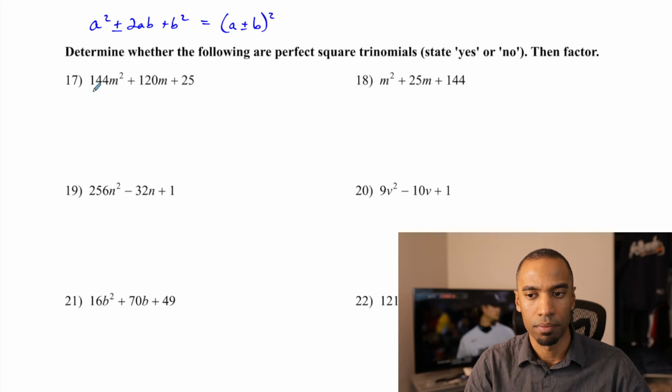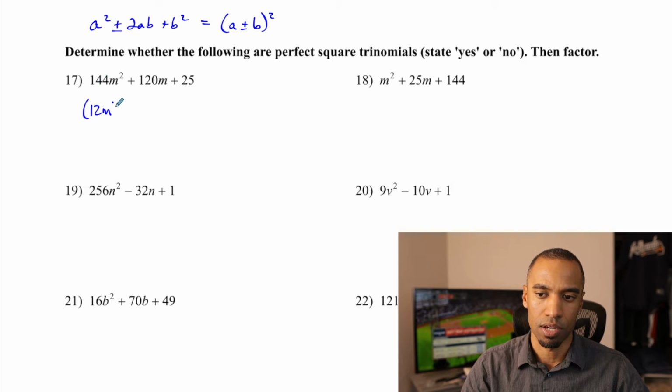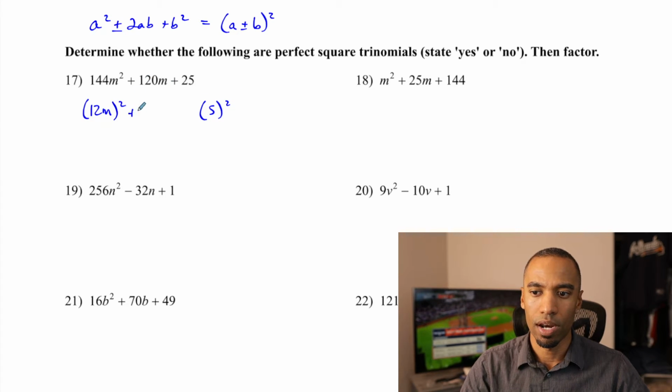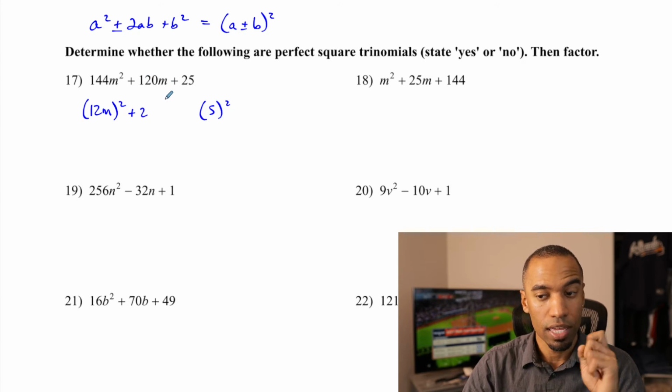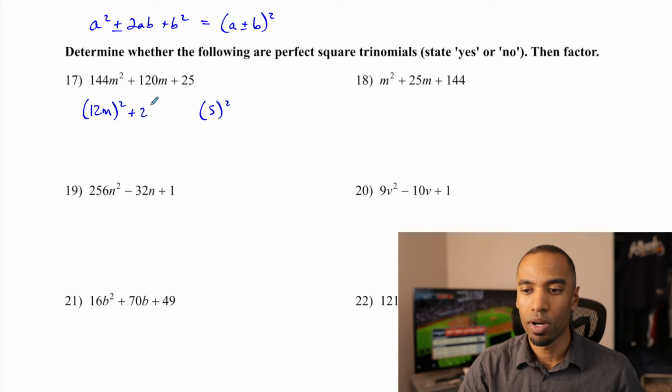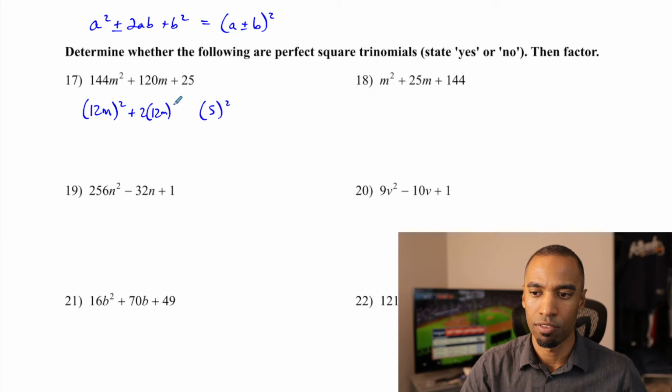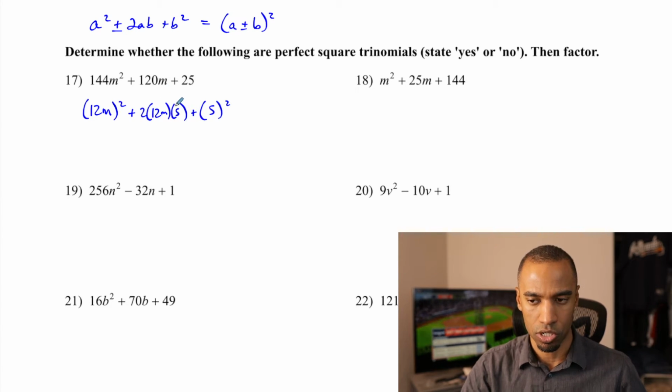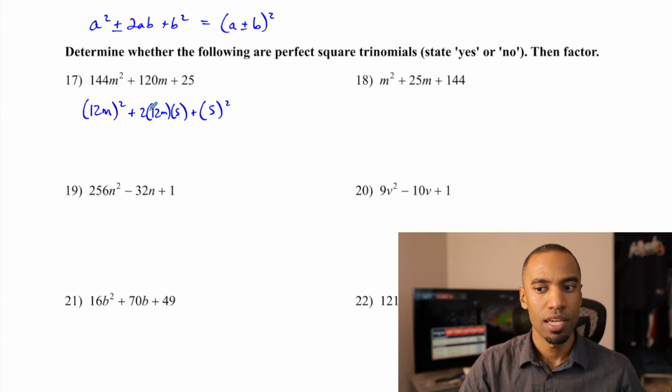144 is 12 squared. Let me get these ones out. 144 is 12 squared. 25 is 5 squared. Is 120, this is where the answer is not necessarily yes. Is 120 double the product of 12 and 5? That is the question here. 5 times 12 is 60. 60 doubled is 120. So the answer is yes.